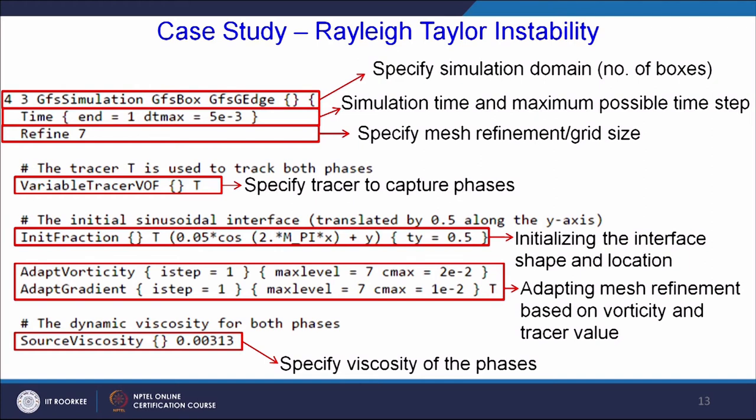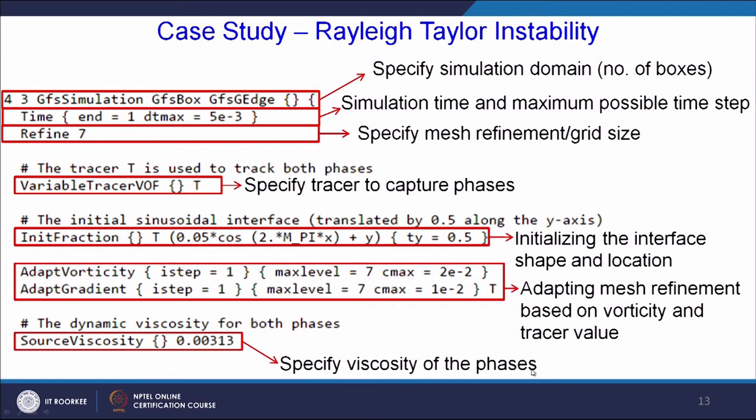So then we have given the source viscosity. So, viscous term will be added over here in Gerris as source. So, source viscosity is this value. In this problem we have considered both the fluids are having the same viscosity.